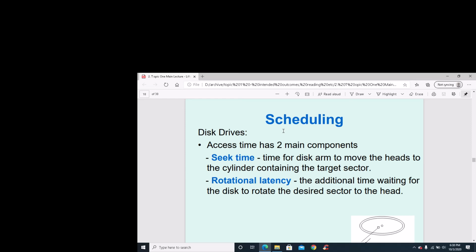And the second element is what's called rotational latency. And latency just means delay for our purposes. It's the additional time that the disk drive needs to wait for the disk to rotate the desired sector to where you parked the head. Okay, so two elements: seek time, rotational latency.